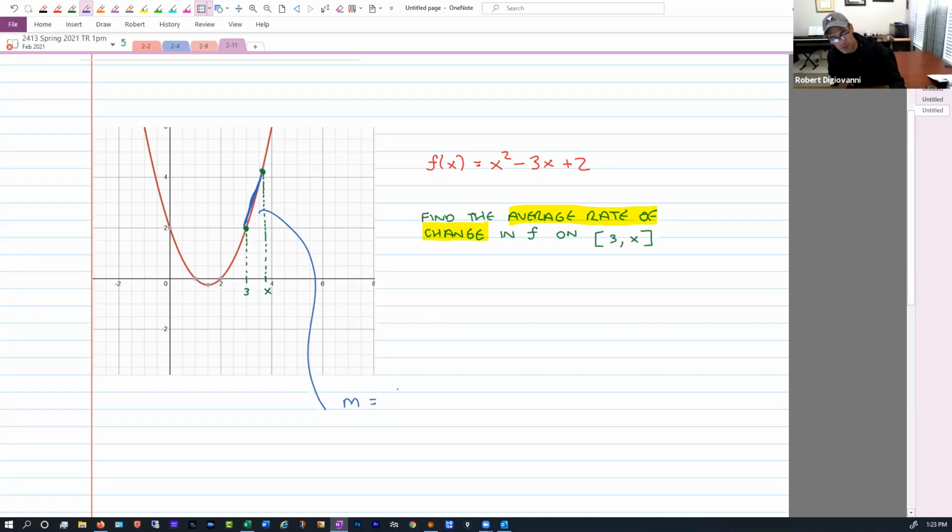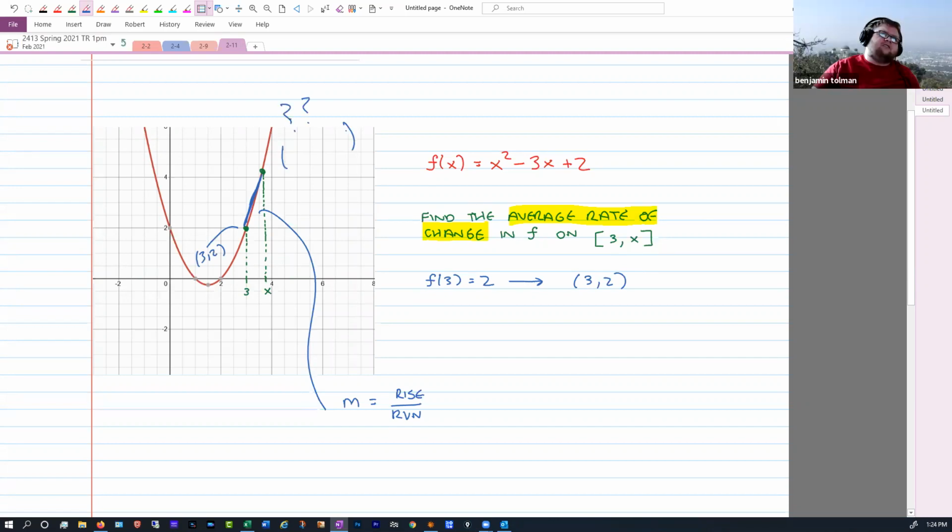So let's talk about the slope. It's rise over run, which means we need the two points, don't we? Now, one of them we already know. f of 3 gives us 2, and so that's the point (3, 2), right? But what about the next point? This one is the point (3, 2), but what's the other point? What's this point right here?